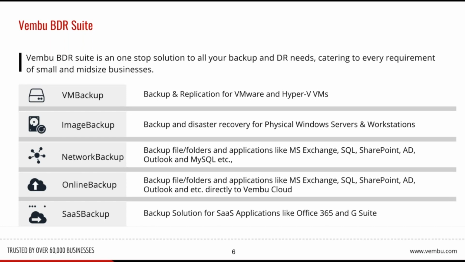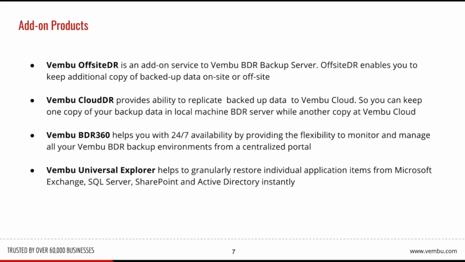Vembu also offers multiple add-on products where you keep one copy in your data center and replicate an additional copy to your DR site. If anything happens to your primary site, you can still run your business from your secondary site, again with instant recoveries. Cloud DR is another product offered by Vembu. You keep a copy at your data center and replicate additional VM data to Vembu Cloud. If anything happens to your data center, you can run all those VMs in Amazon Web Services as instances, so that you run your data center through Amazon Web Services infrastructure. And BDR 360 helps you monitor distributed data centers.